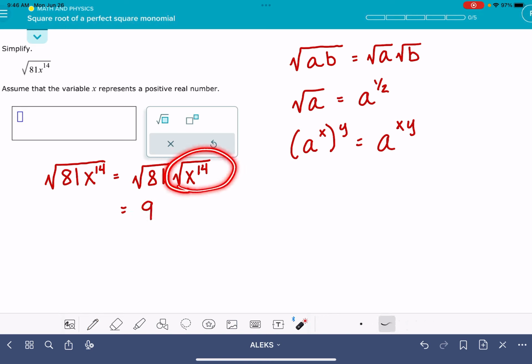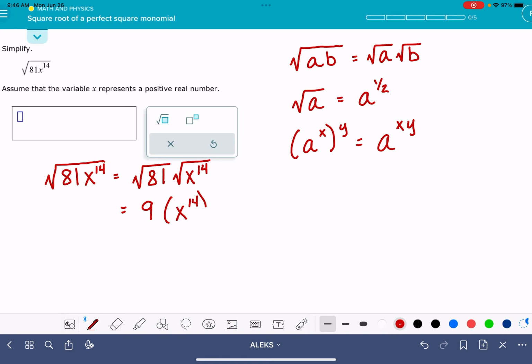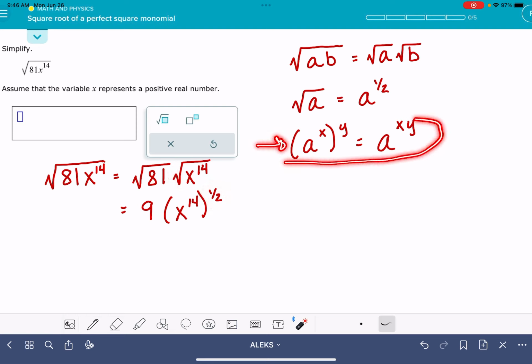To deal with the square root of x to the 14, I'm going to begin by using this concept right here. The square root of anything can be rewritten as that thing to the 1/2. So I've got my x to the 14, and I'm going to take that to the 1/2. So this is just rewriting the square root of x to the 14 using the 1/2 exponent instead of the square root symbol. And then last but not least, I'm going to use this concept right here to solve x to the 14 to the 1/2.